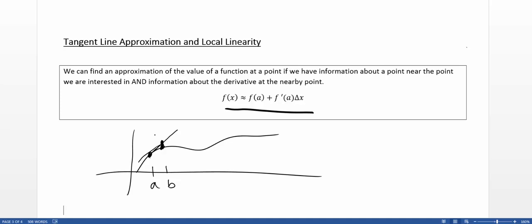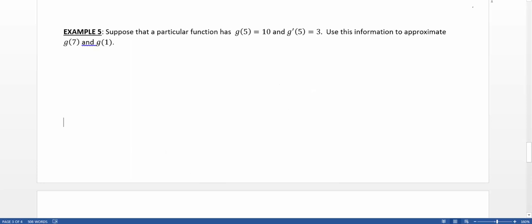So let's look at a couple of examples of how we use this particular function to approximate what's happening. Suppose that a particular function has g of 5 equals 10 and g prime of 5 equals 3. Use this information to approximate g of 7 and g of 1. So again, the two things we need to be able to do local linear approximation is we need information at a point and information about the derivative at the same point. So here the information we have happens at the point x equals 5. So we're going to use this to try to make an educated approximation for g of 7 and g of 1.